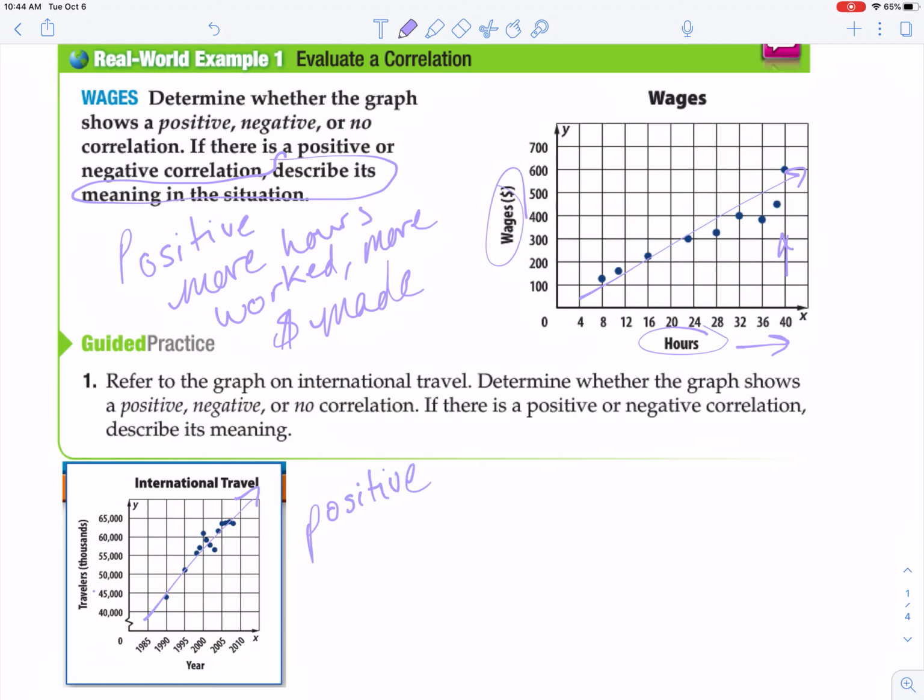And this sentence, let's see, the years are increasing. The number of travelers is increasing. So maybe my sentence is something like, as the years continue on, the number of travelers increases. All right, that's part one.